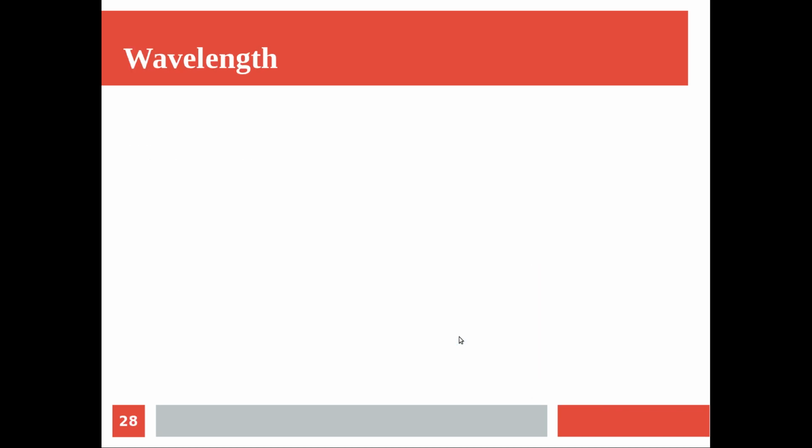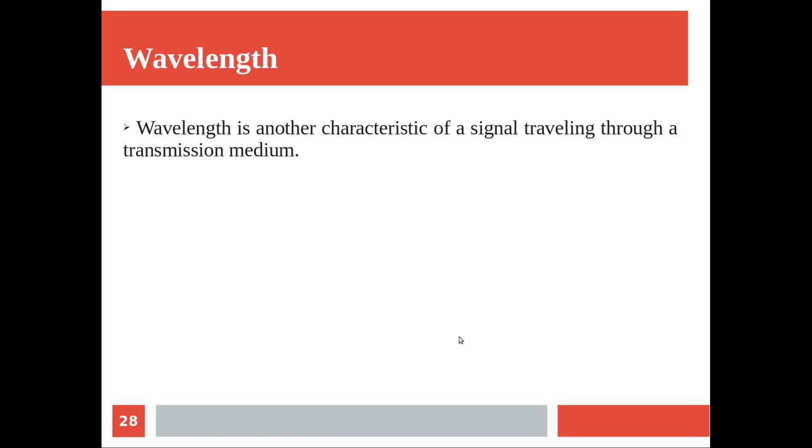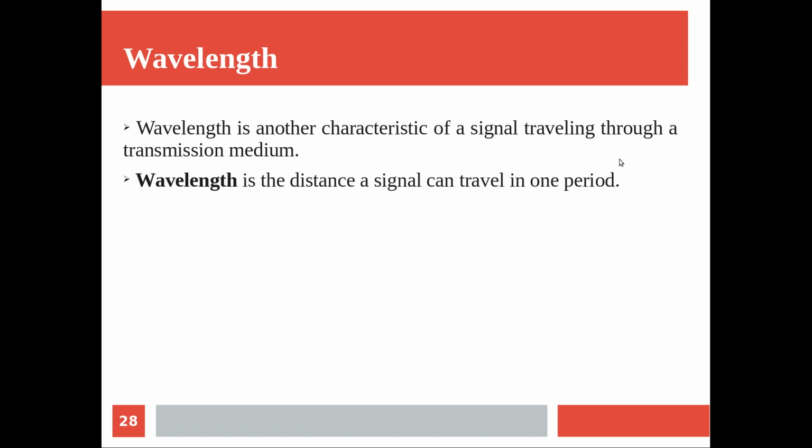Now we have another terminology called wavelength, just like amplitude, frequency and time period. Another terminology that characterizes a typical electromagnetic wave is wavelength. Wavelength is another characteristic of a signal traveling through a transmission medium, and it is defined as the distance a signal can travel in one period. And you know what one period is: the time taken to complete a cycle, that particular pattern. So how far the signal travels in that time period is its wavelength.